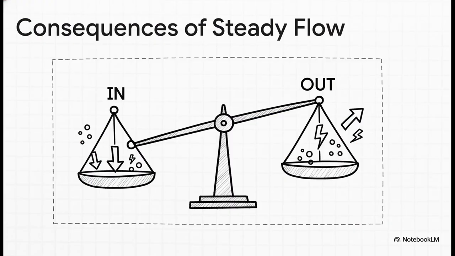Now, the consequences of assuming this are massive. If nothing is changing over time inside our machine, that means the total mass inside and the total energy inside have to be constant. And if that's true, then there's only one conclusion. Any mass or energy that enters the system has to be perfectly balanced by the exact same amount leaving the system. It's a perfect conservation principle. What comes in must go out.